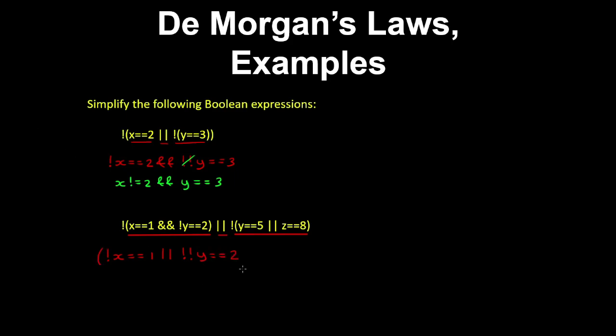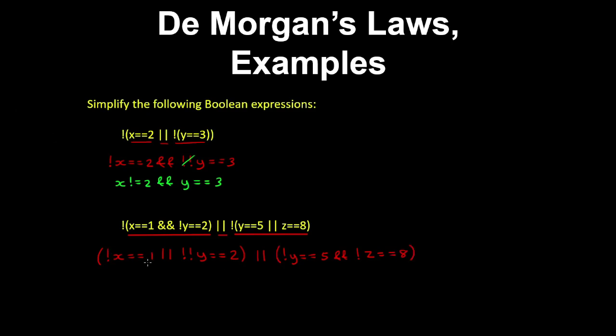So that's one expression. And then we have or, and we apply De Morgan's second law to simplify the second expression. So we replace the or with an and put a not behind each individual Boolean expression. So we have not y is equal to 5 and not z is equal to 8.